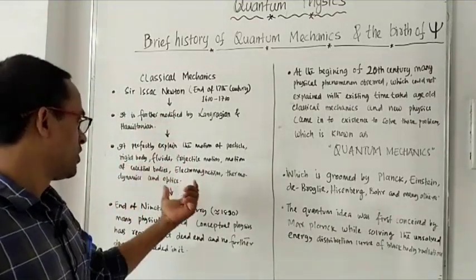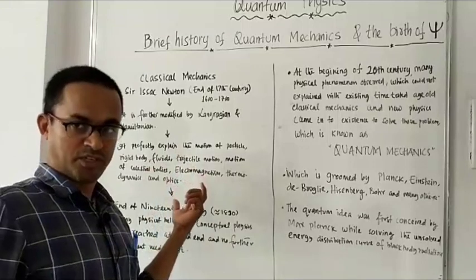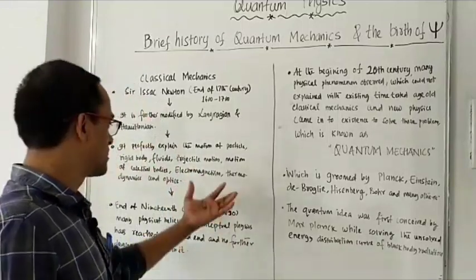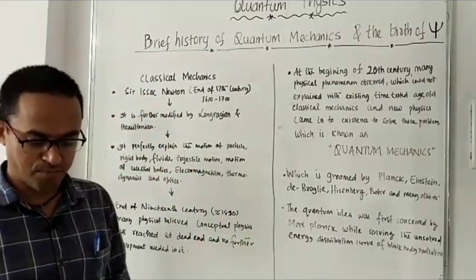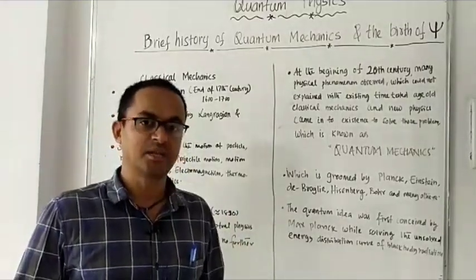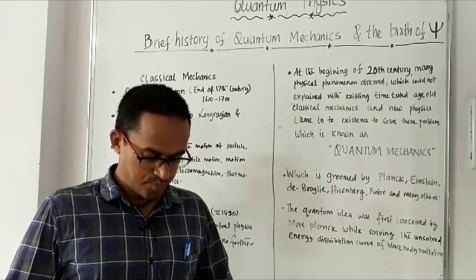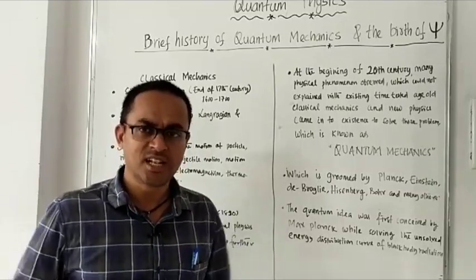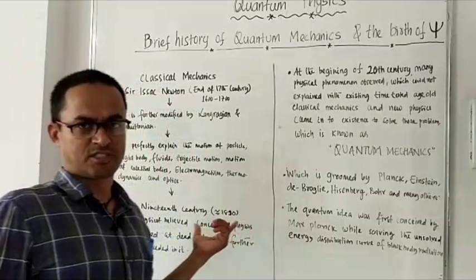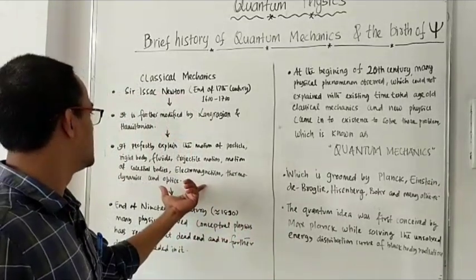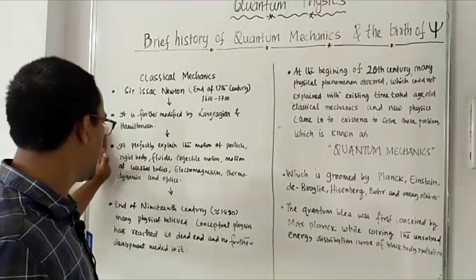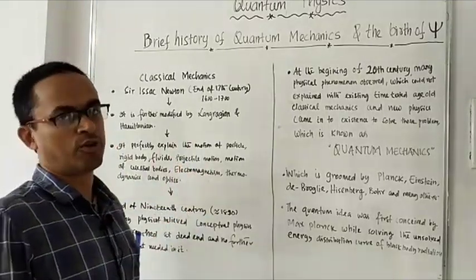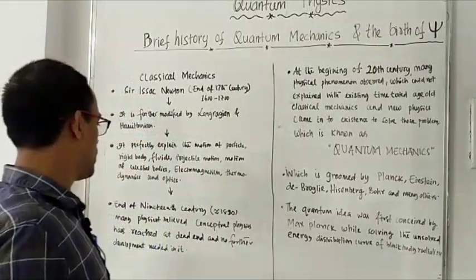Not only these things, electromagnetism, thermodynamics and optics can also be explained by classical mechanics. So when all these physical phenomena were explained by the existing classical mechanics, people thought there would be no fundamental development needed in physics, because the existing physics of that period successfully explained all the physical phenomena happening around us.